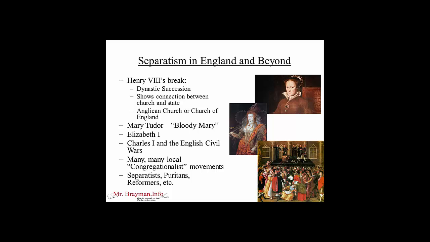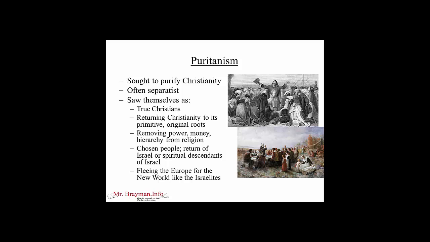The Separatists wanted to separate from the Church of England and become Congregationalist. The Reformers wanted to stay within the Anglican Church and sort of purify it from within. But the term Puritan is this larger umbrella term for both Separatists and Reformers. And so what are the characteristics of the Puritans? Well, they sought to purify Christianity as they saw it, from the wickedness and the dirtiness that they saw especially in Catholicism, but also in Anglicanism as well. I mean, the root word of Puritan is pure, right?